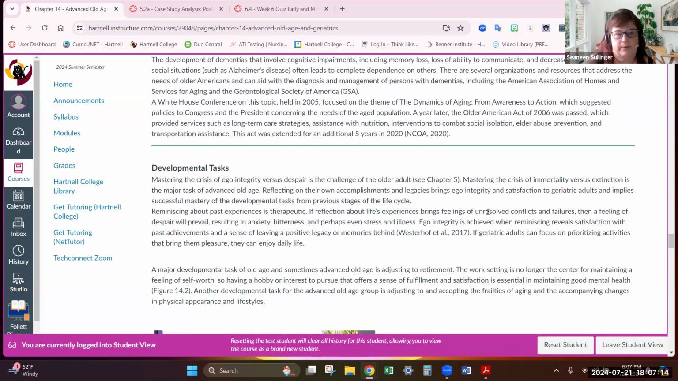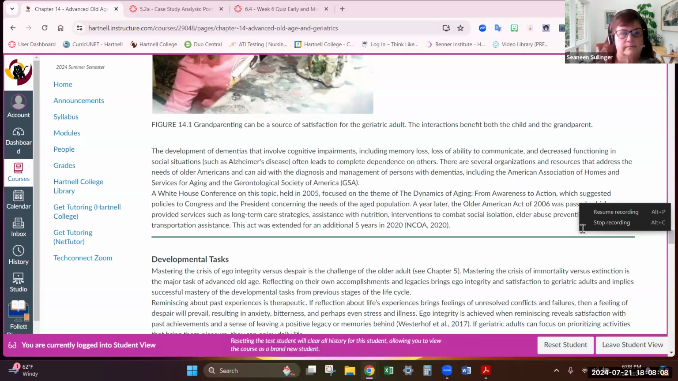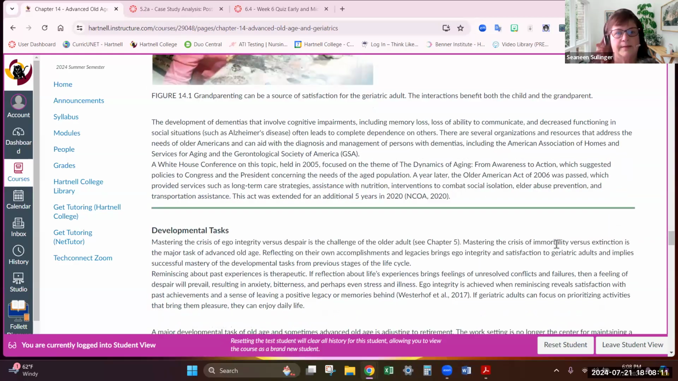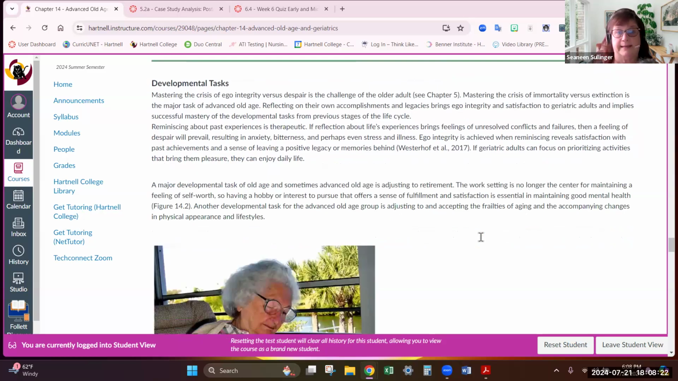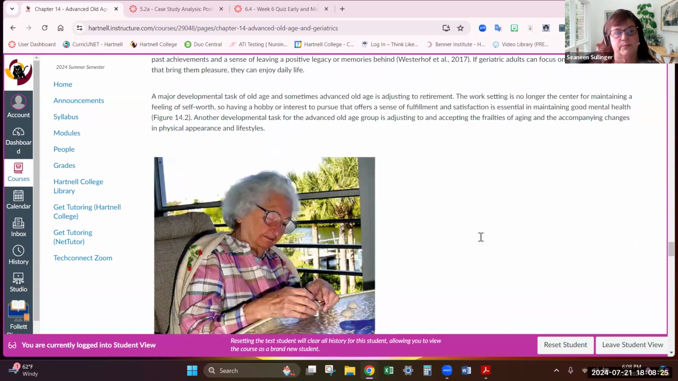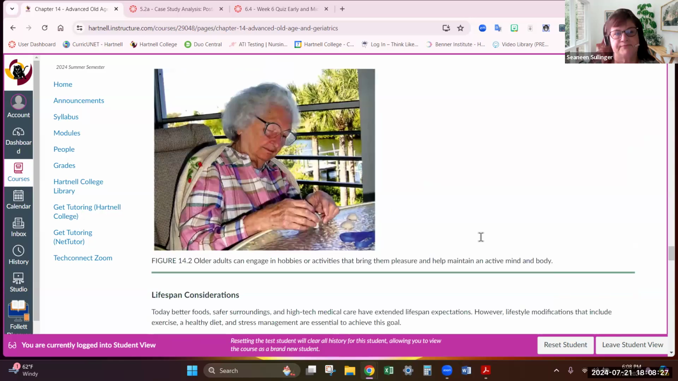Ego integrity, we talked about that. And also the immortality versus extinction. We talked about the developmental tasks, and also about immortality versus extinction for the very elderly person and late adulthood, and finding some ways to just stay on top of it, like hobbies, activities. Hopefully you're able to do that. Hopefully the person is able to find a living situation that supports that.